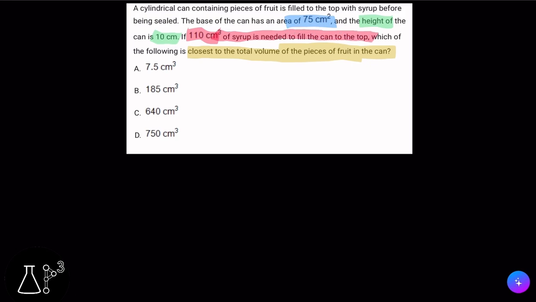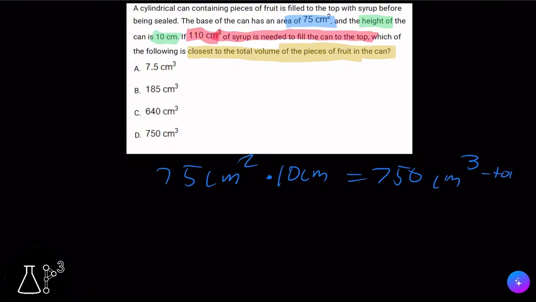So what I can do is multiply the base area and the height of the can to look for my volume of the cylinder. So if I do 75 centimeters squared multiplied by 10 centimeters, that equals 750 centimeters cubed, and this is my total volume.